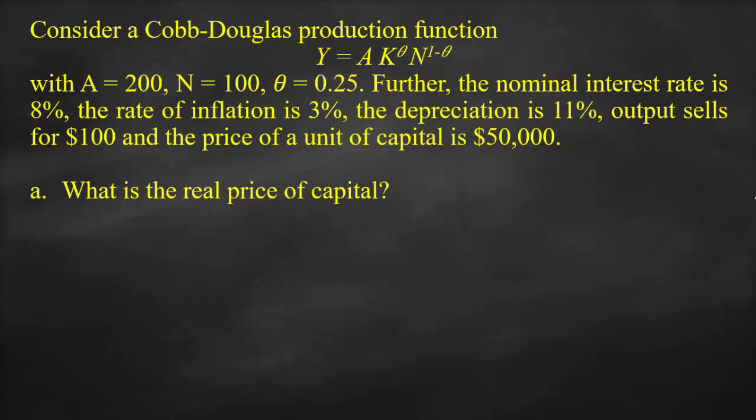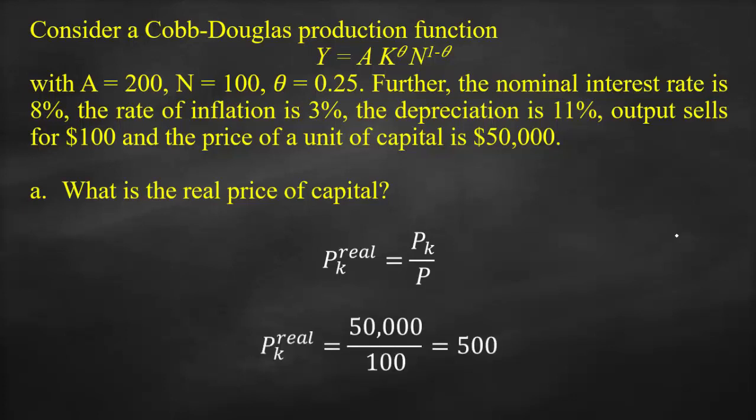The first part of the question is, what is the real price of capital? In order to get the real price of capital, it will be our nominal price of capital divided by the price. So here, our nominal price of capital is 50,000 divided by a price of 100. This will give us 500.